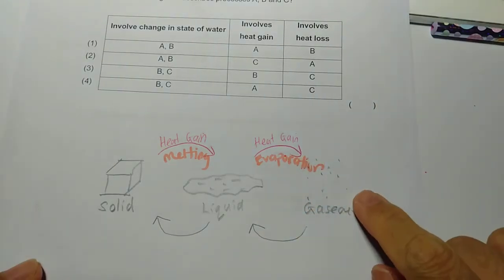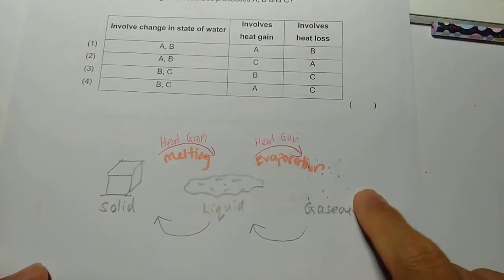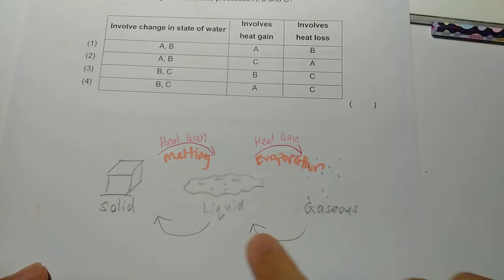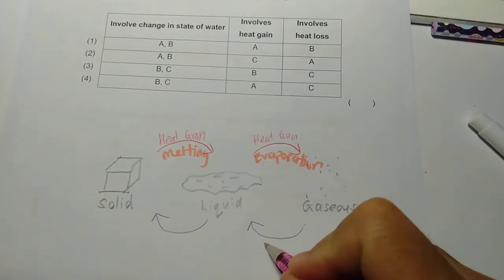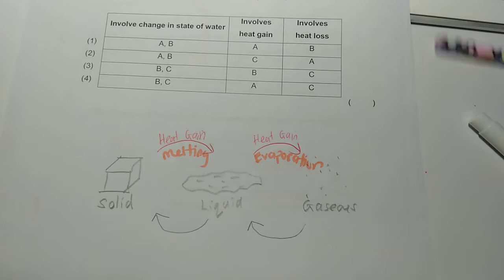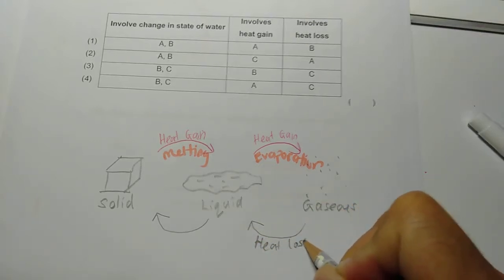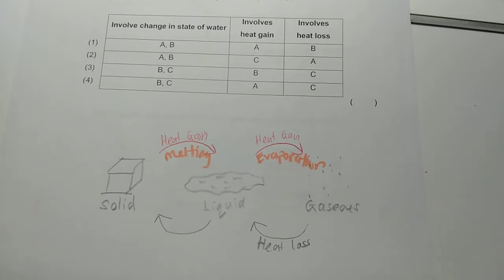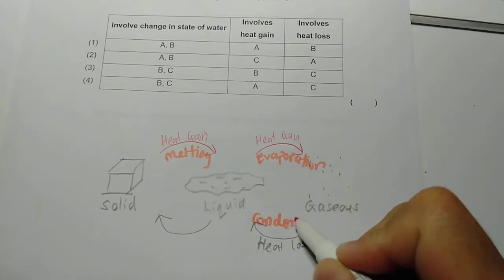Now it becomes, let's say, if it's ice, if it's water, then of course it becomes water vapor. How can water vapor turn back into a liquid? Well, it must lose heat. Usually it must touch a cooler surface and then lose heat. So here there will be heat loss. And the process here is known as condensation.